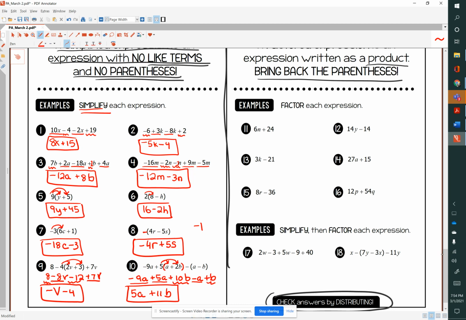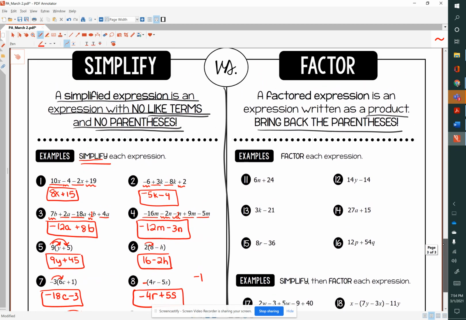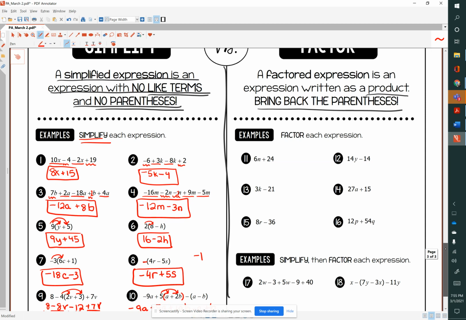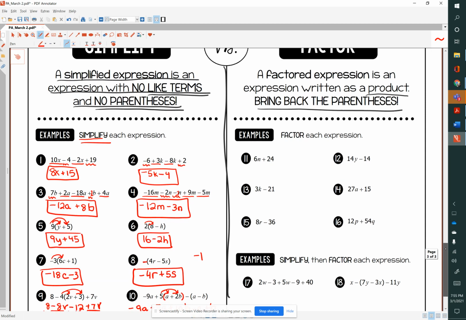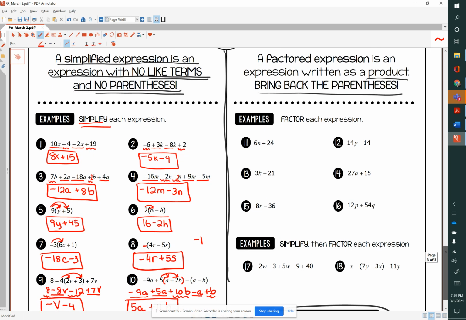Now, on this side, the right side of the graphic organizer, we are factoring. Remember, a factored expression is an expression that's written as a product. Product means we multiply. So we're going to take the parentheses we got rid of by distributing, and we're going to bring them back.